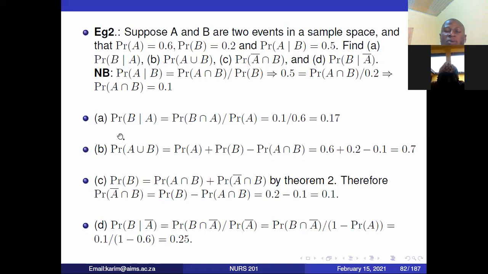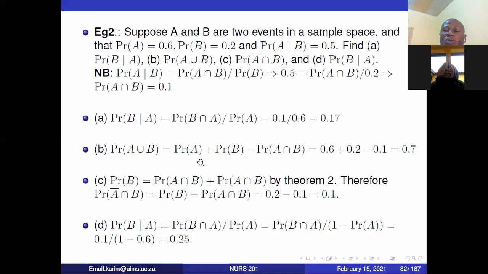Let's look at the second one. We want to find the probability of event A or event B occurring. In other words, the probability of A union B is equal to the probability of A plus probability of B minus probability of A intersection B.